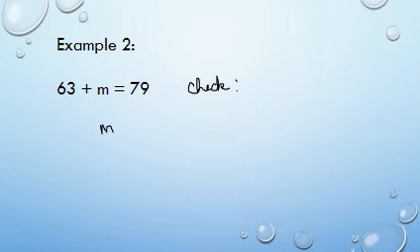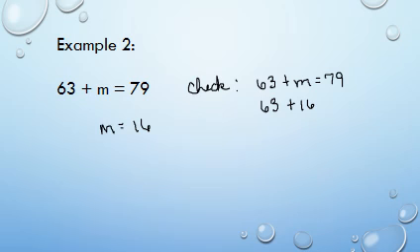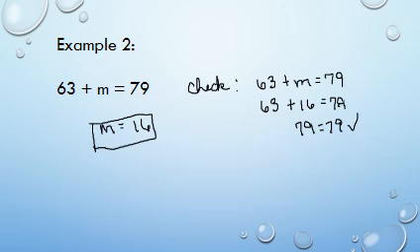So we had m equals 16, and that's what we're going to check. So our original problem was 63 plus m equals 79. So now we're going to substitute that 16 for m. So there's one of our other properties, substitution, to see if it works out. And then 63 plus 16 does give us 79, so it checks out. And we see that this is the correct answer.